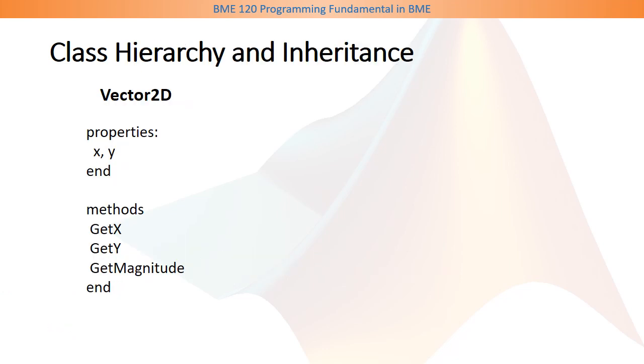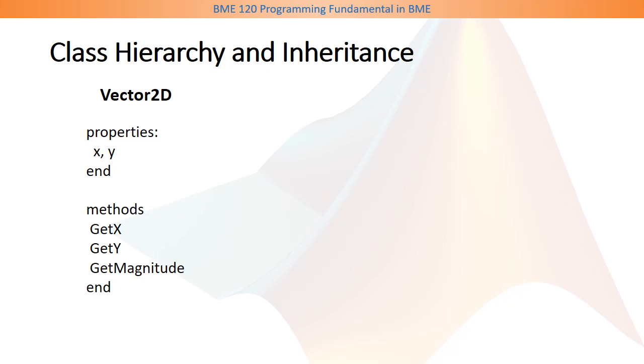Here is the example of class hierarchy and inheritance. For example, we have a class called vector2D, which represents a vector in two-dimensional space. And it has two properties, x and y, meaning the coordinates of the vector. And we also have three methods, getX, getY, and getMagnitude, to retrieve the x coordinate, the y coordinate, and the magnitude of the vector.